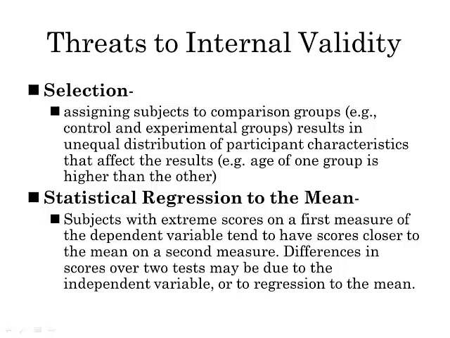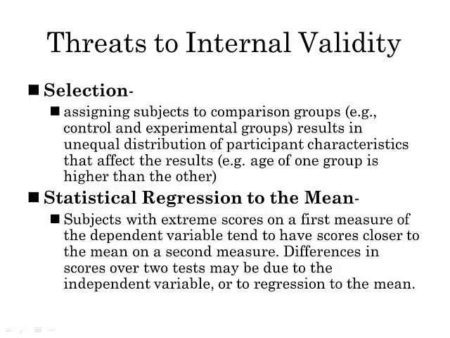And then statistical regression to the mean. And this is the idea that if you complete a measure and then complete it again in the future, your scores the second time will generally be closer to the mean for the instrument. If they were higher the first time than the mean, they will be lower and closer to the mean the second time. And this is just an interesting thing that happens when you give groups of people an instrument more than once. So subjects with extreme scores on the first measure of the dependent variable tend to have scores closer to the mean on the second assessment on that instrument.